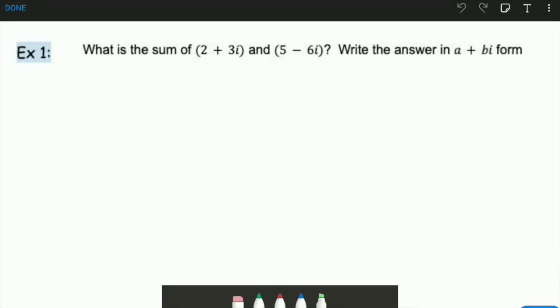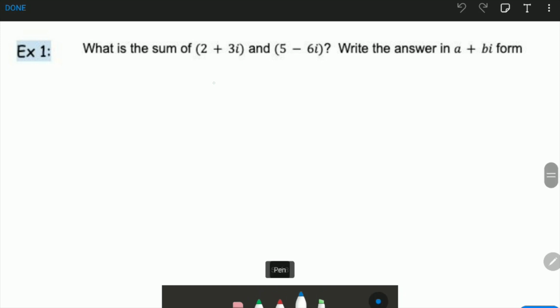Okay, in this video, we're going to be adding and subtracting complex numbers, or in this case, adding complex numbers. We're asked what is the sum of 2 plus 3i and 5 minus 6i. We're supposed to write the answer in a plus bi form. So we're doing 2 plus 3i here. We're finding the sum, that means addition, with 5 minus 6i.